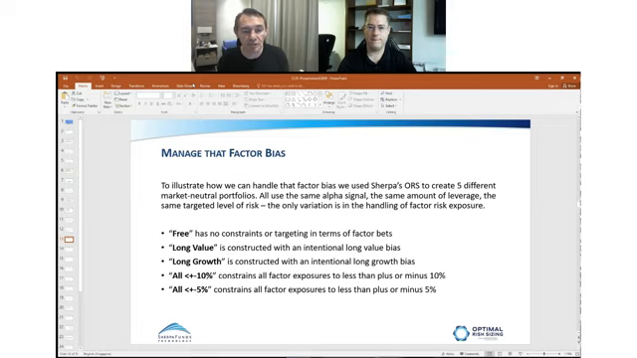So one of them, we don't care about factors. One of them, we want it to be explicitly long value. One, we want it to be explicitly long growth. One of them, we want all the factor exposures to be constrained to plus or minus 10% beta to the pure factor exposures. So very small or quite small factor exposures, and one much tighter, plus or minus 5%. So very, very small factor exposures.